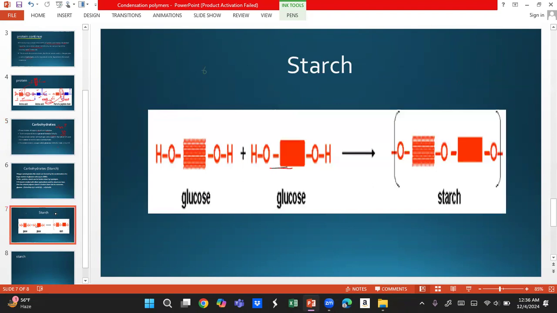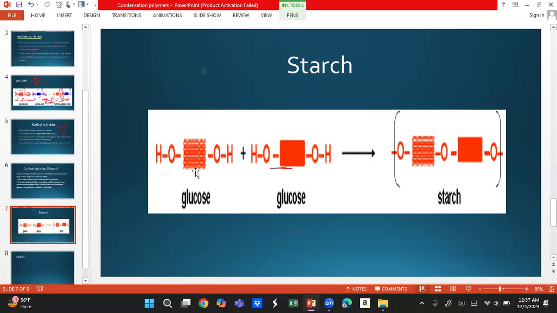Now let's see how basically this polymer is formed, what type of linkage it has, and what type of reaction is there when starch is formed, and what name is given to the reverse reaction when starch is converted back into glucose molecules. First of all, what type of polymer is it? Is it synthetic? Is it natural? Sorry, it is not synthetic. It is natural. It is present in different food sources, like say potato.